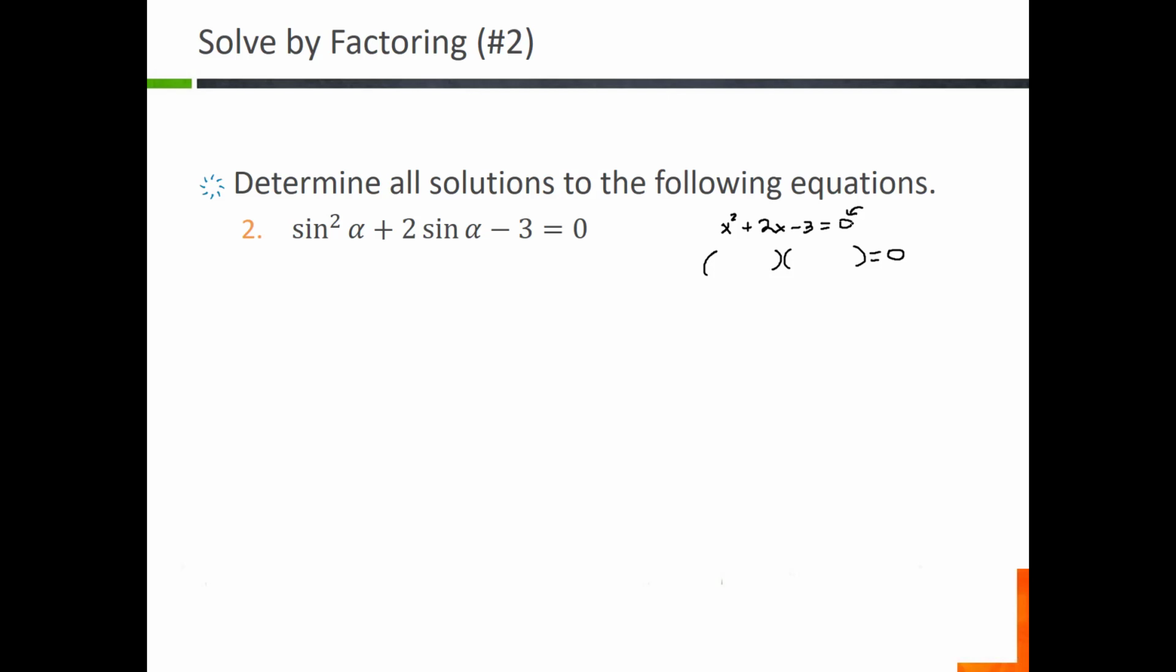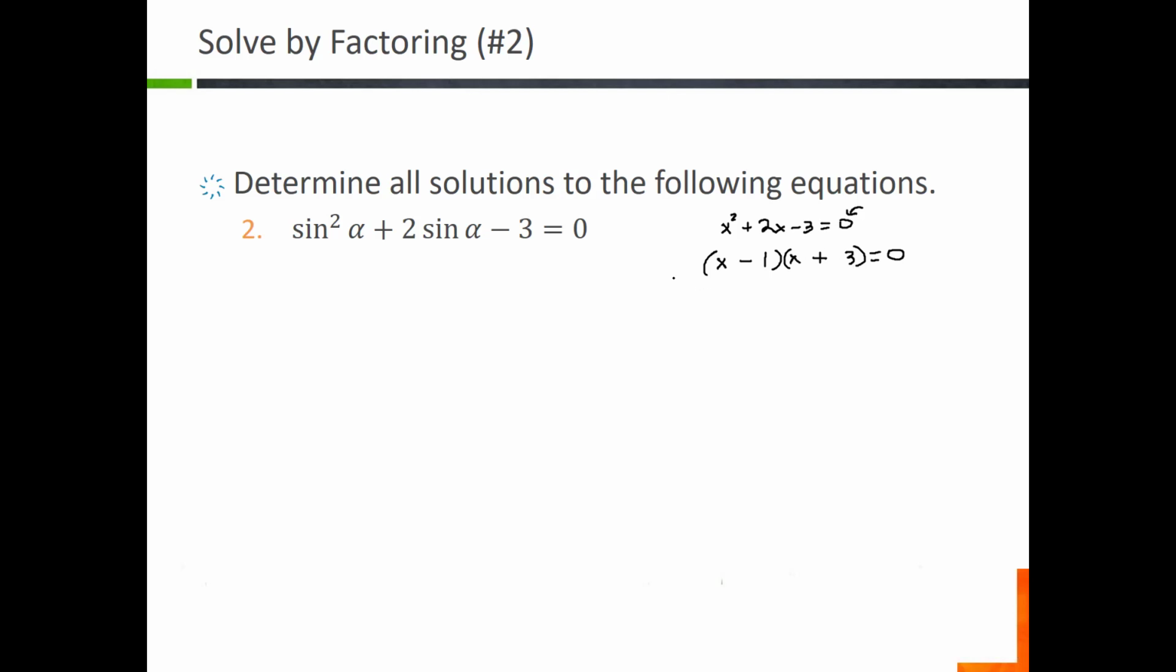So again, to factor, what are the two things that multiply to give you x squared? Well, that would be x and x. And what are two things that multiply to give you a negative 3? Well, it has to be a 1 and a 3 because 3 is prime. One of them will be positive, one of them will be negative. And since the 2 is positive, I need the bigger number, the 3, to also be positive. So I can factor x squared plus 2x minus 3 into the factors x minus 1 times x plus 3.